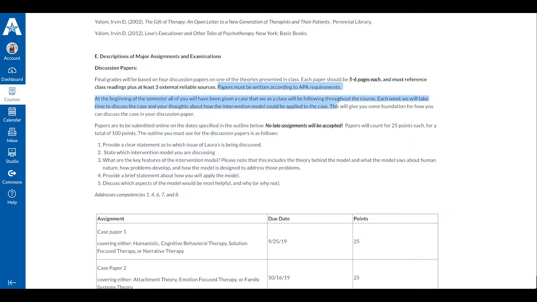You must write your papers according to APA requirements. I'm going to show you also in class some tips and tricks on how to make sure that your paper is APA compliant.